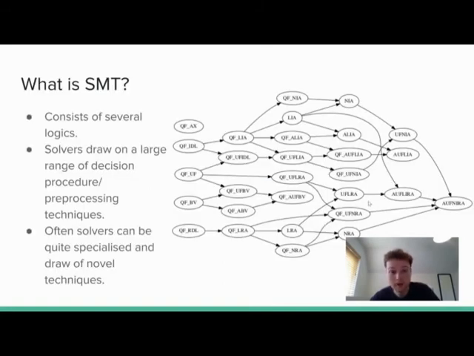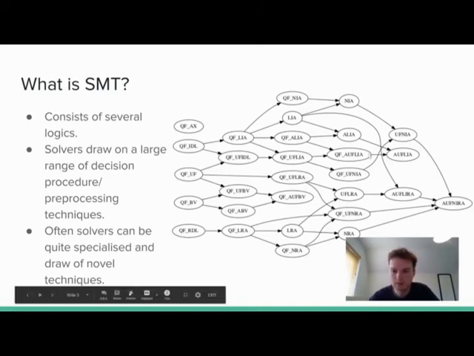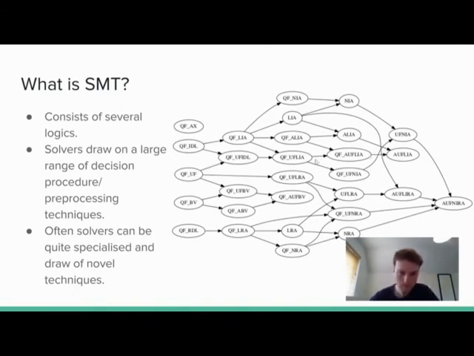Now, in case you're unaware, SMT is an alternate satisfiability paradigm to CP. SMT consists of a variety of different input languages, which are referred to as logics, which different solvers target. The SMT paradigm as a whole draws on a large range of decision procedures and pre-processing techniques, and often you can get SMT solvers which are quite specialized and deploy novel techniques that you wouldn't typically find in the CP domain.